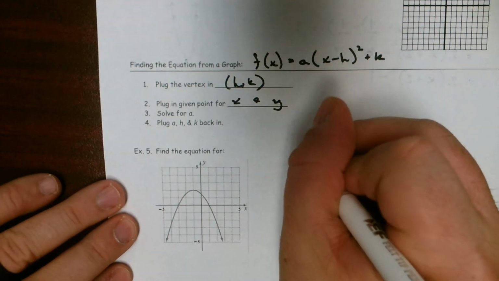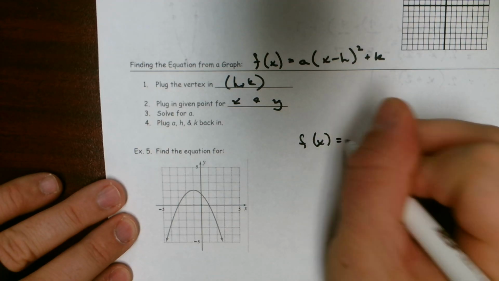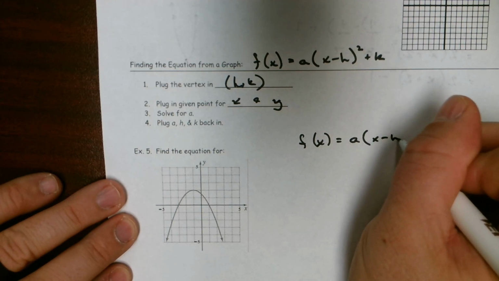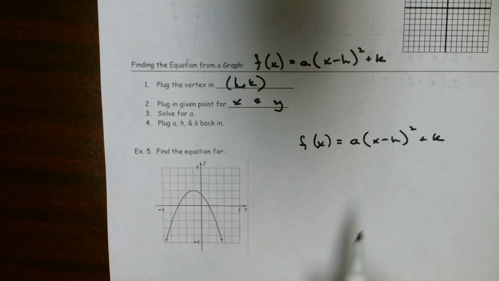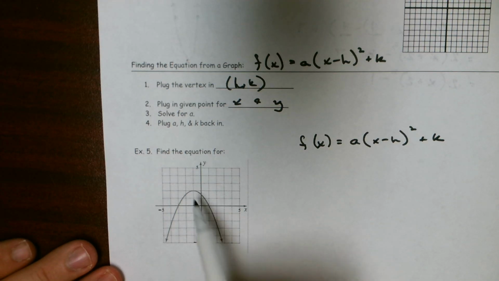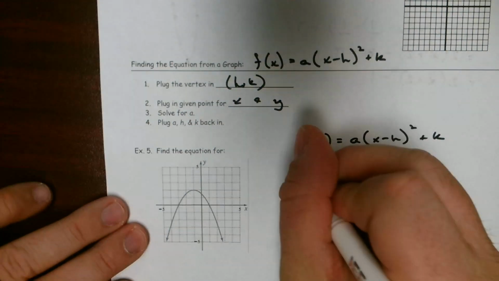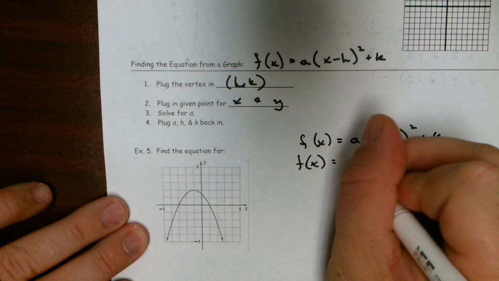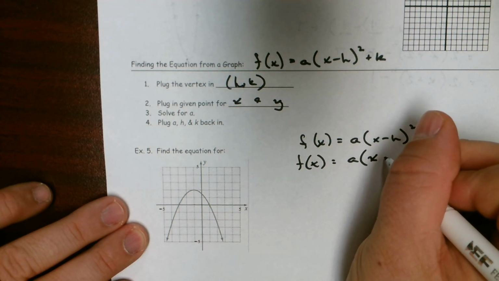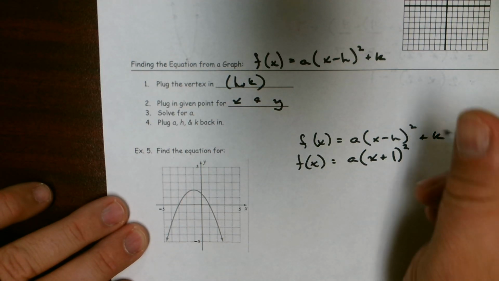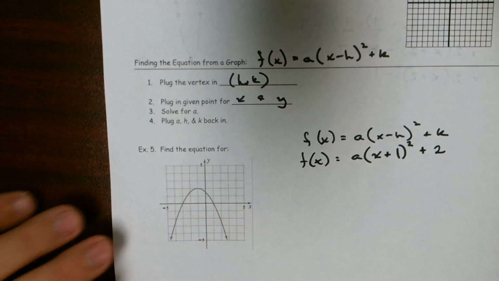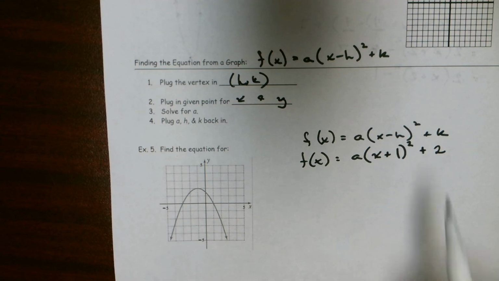Okay, so we know that we want our equation to look like a times (x minus h) quantity squared plus k. So if we look at this graph, we're just going to start filling in pieces. Okay, so the vertex is very clearly at (-1, 2). So we're going to plug in -1 for h. So that's going to make that (x plus 1) squared, and plus 2, beautiful. You should recognize that as being a left 1, up 2.